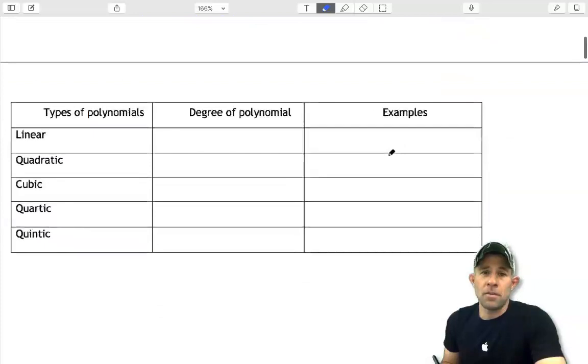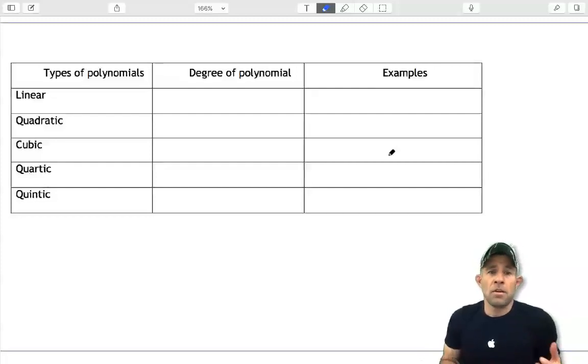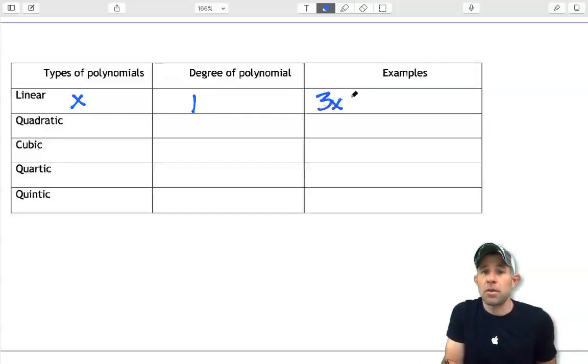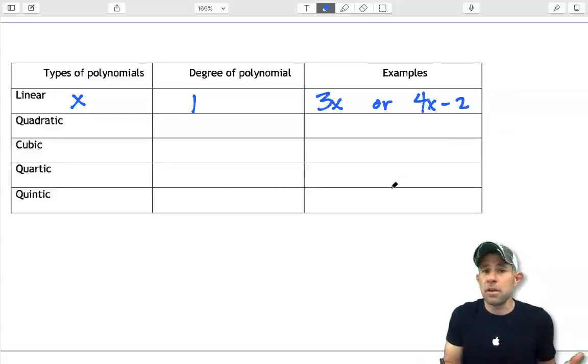All right, now that we've completed those definitions, let's take a look at a few more terms that we are going to get familiar with. There are different classifications of polynomials based off of their degree. A linear polynomial's parent function is y equals x. The degree of that polynomial is 1, and we've looked at plenty of examples throughout the year. So, for example, 3x, or you could say 4x minus 2, so on and so forth. Lots of different examples of linear polynomials.